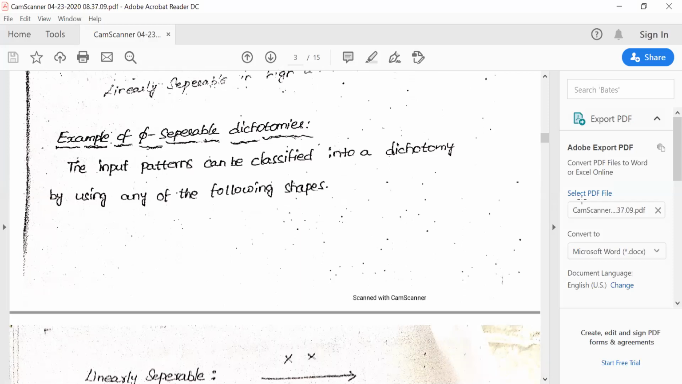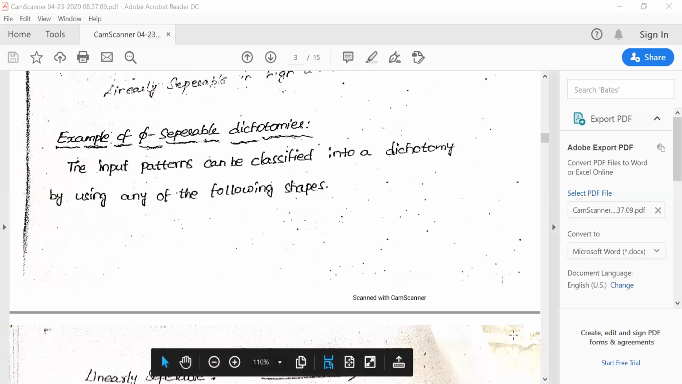Is there any other example for nonlinear separable patterns? Yes, you can go through your notebooks. I have given other examples also, because I don't have any material regarding that. So you better go through the notebooks. You have two to three examples in that, in the sixth unit, not in this unit. Every problem that we solved using nonlinear SVM is an example for this.